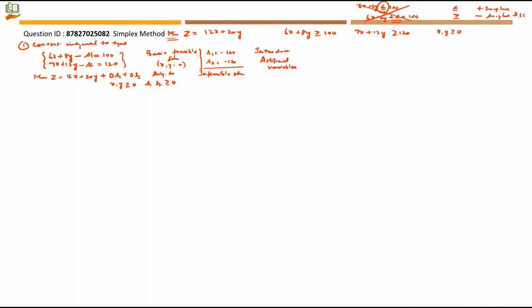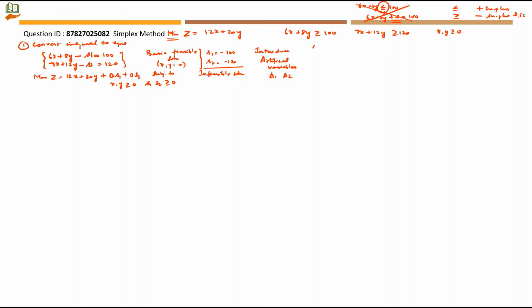If this is the case, we call them an infeasible solution. When we get negative values for surplus variables, we term the solution as an infeasible solution. In this case, we are introducing artificial variables. For artificial variables, now I use a1 and a2. So why am I using two variables? There are two equations.